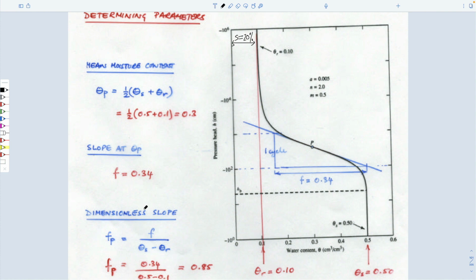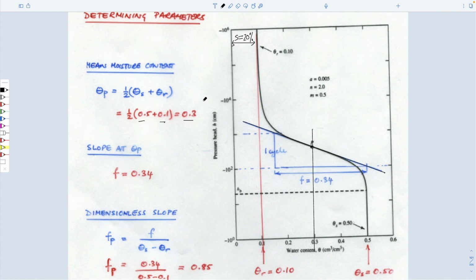And so the recipe is just to take the average of the moisture contents between these. So we have a saturated moisture content and an irreducible moisture content, which are 0.5 and 0.1. Add them together and divide by 2 as the average. And so for us, it's 0.3. So 0.3 represents this portion here. Then draw a line which is tangent to the curve that goes through that mean point, and define its slope over 1 log cycle.